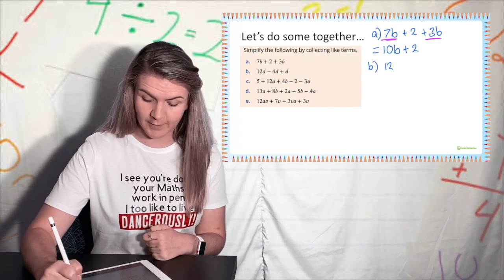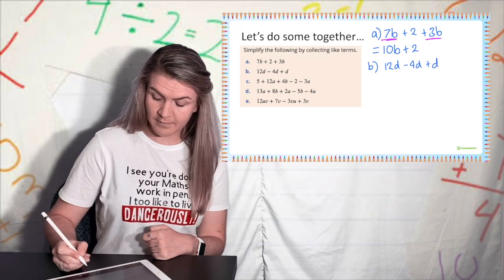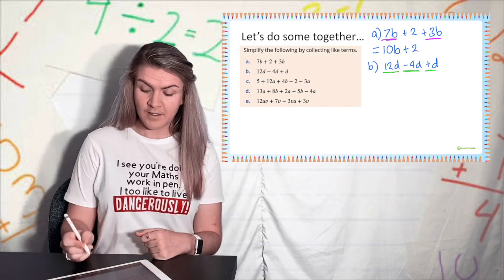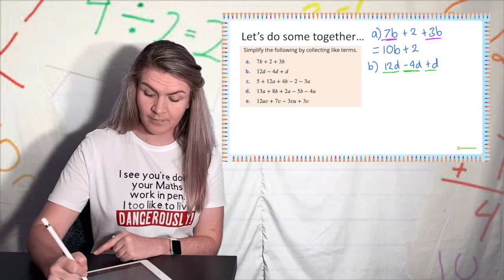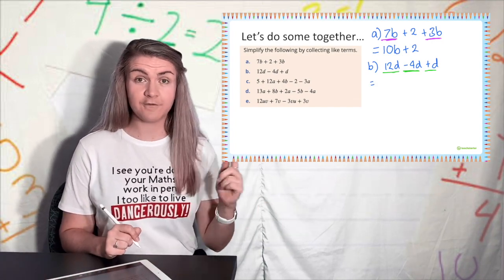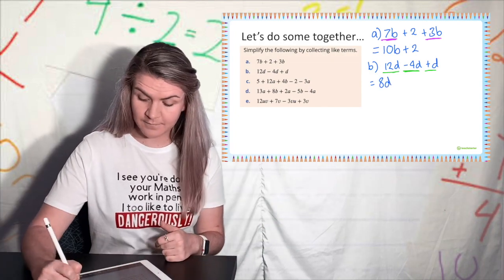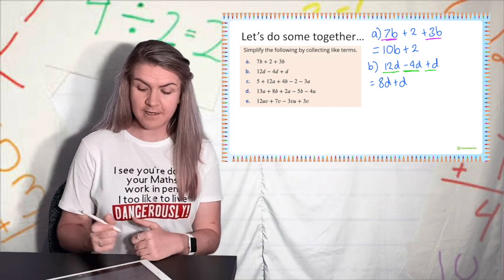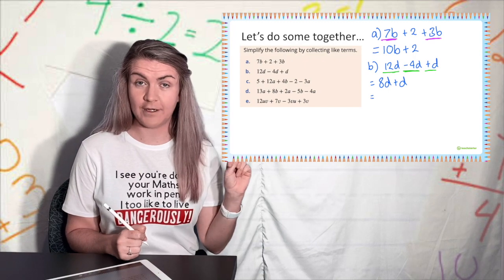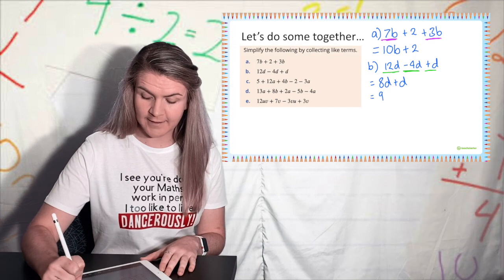First step, write out the question. And I take a pen and I highlight things that are the same. And now in this case, they're all the same. So I'm going to take it one step at a time. First thing I'm going to do is 12D take 4D. So 12 take 4 is 8. And then I write out anything else. Now these two are the same, so I need to figure out 8D plus D. Now remember that D has an invisible 1 in front of it, and there's only one of them there. So 8 plus 1 is 9D.